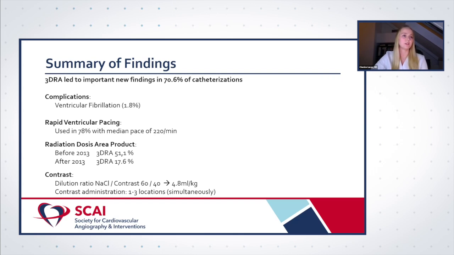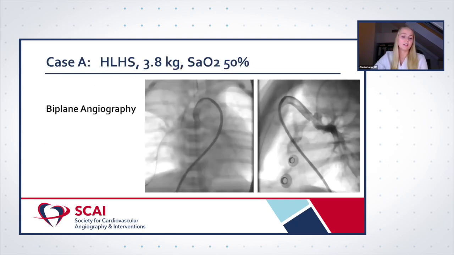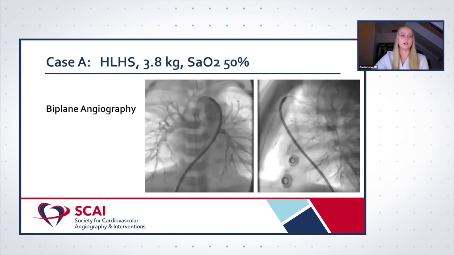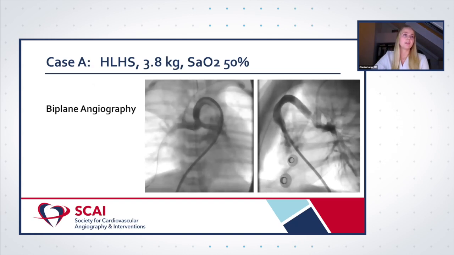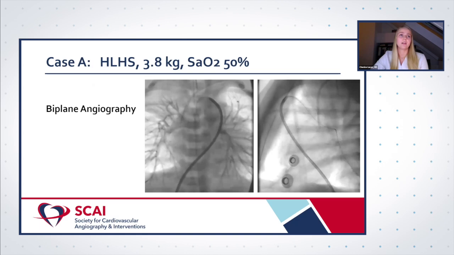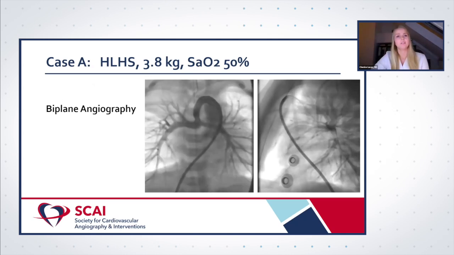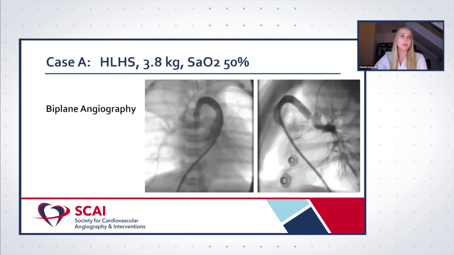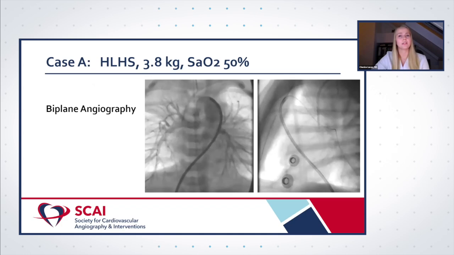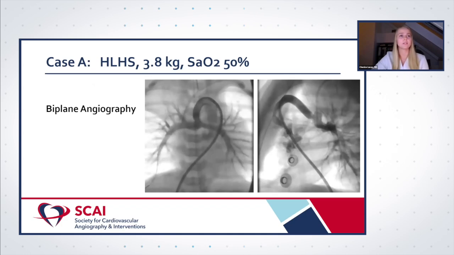So all of this being said, I would like to present a case in which 3DRA made a substantial difference, in which 3DRA was a true eye-opener for us. And that concerns a 3.8 kilogram child with hypoplastic left heart syndrome, who was at day 10 after Norwood 1 surgery with implantation of a Sano shunt. This child was hemodynamically unstable and showing saturation levels of around 50% despite being ventilated with 100% oxygen and nitric oxide of 20 parts per million.